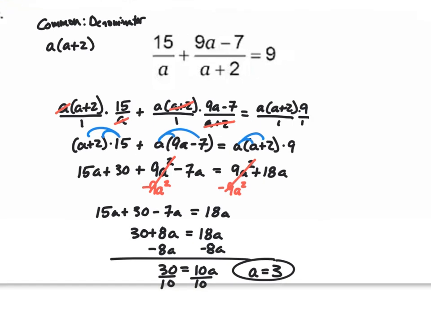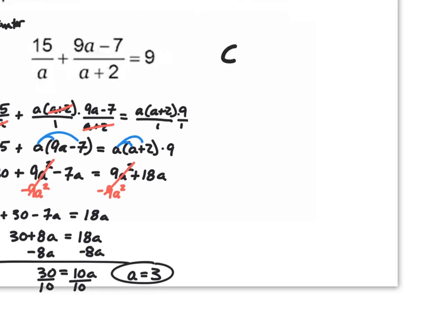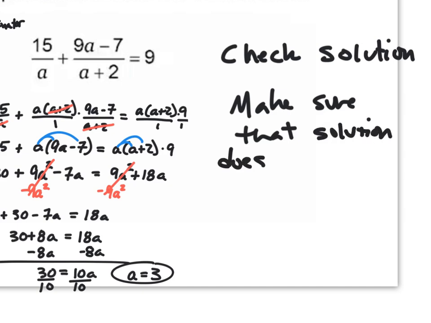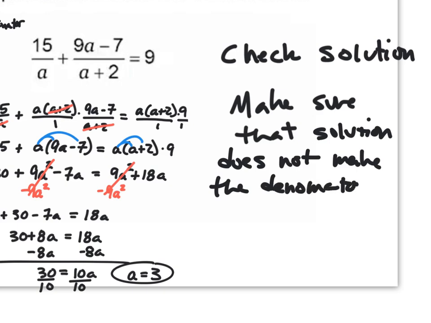Now, the other thing is we need to check our solution. Check to see if the solution is reasonable. What we want to do is make sure that when you plug in a equals 3, it does not make the denominator 0. So make sure that the solution does not make the denominator 0. In this case it doesn't, but sometimes it might.